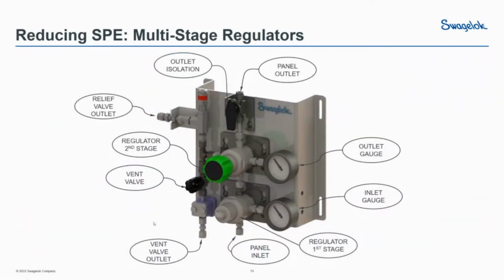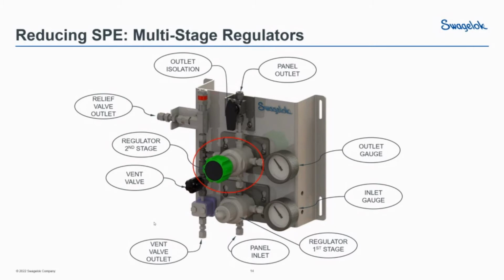So just to show what that would look like, here we have another Swagelok SGP panel. In this case, it's been specified very similarly, but with 2 stages of pressure regulation to help mitigate that supply pressure effect. Just as before, you're looking at the inlet on the bottom, and the outlet is on the top. The inlet and outlet gauges are similarly placed. The relief valve is similarly placed. So by and large, the same sort of panel.